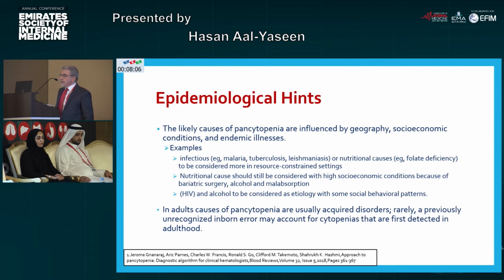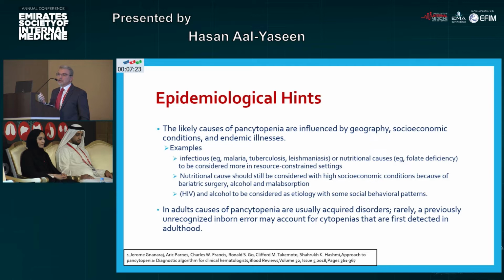Now, there are hints that you have to keep in mind when you approach a case of pancytopenia. We have epidemiological hints, we have probably clinical hints. So epidemiological hints, as I said, the causes of pancytopenia differ according to the socioeconomic status, according to geography. So in areas where you have limited resources, you should think about malabsorption, about infections. However, thanks to bariatric surgery, still you should think about nutritional deficiency because of that.